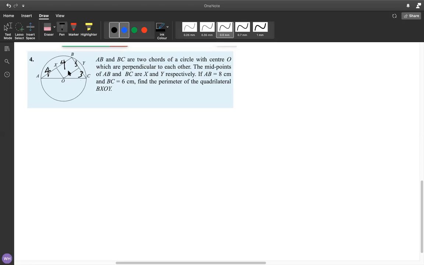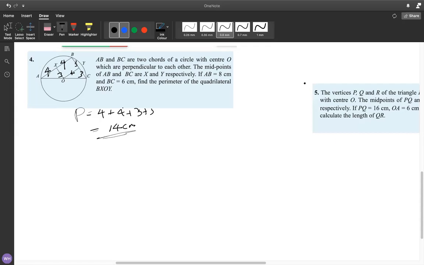This is 4, this is 3. For the perimeter, add everything up: 4 plus 4 plus 3 plus 3, 8 plus 6 will give you 14 centimeters. That is too easy. Okay, let's go to the next one. Fifth question.